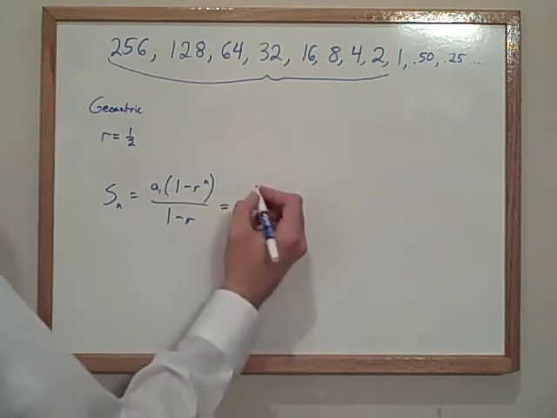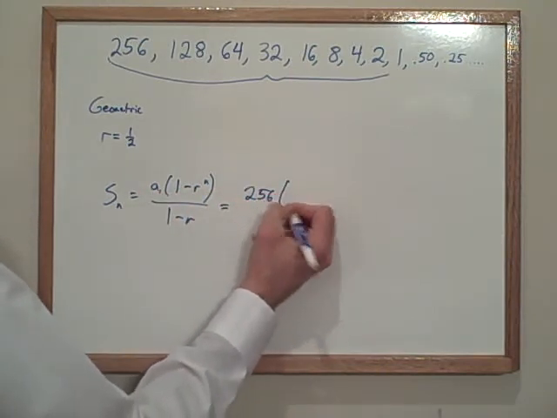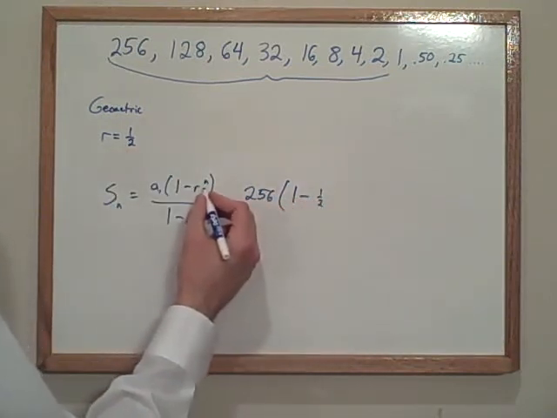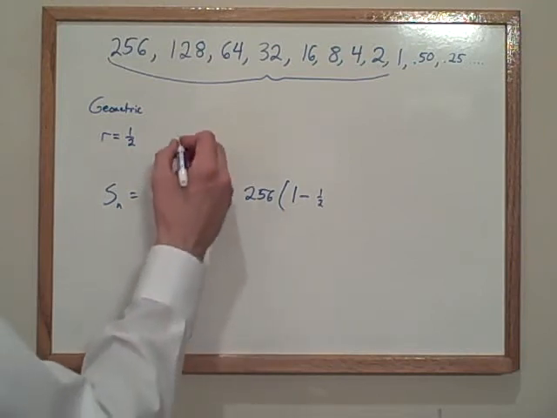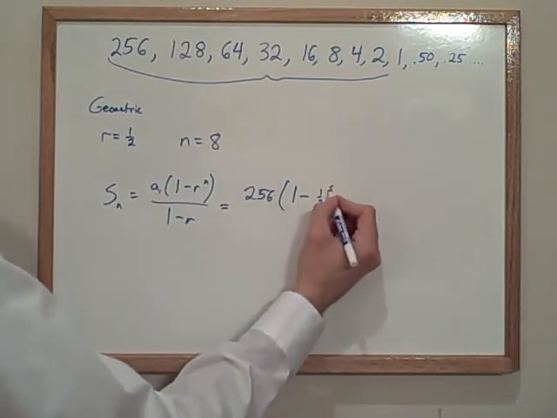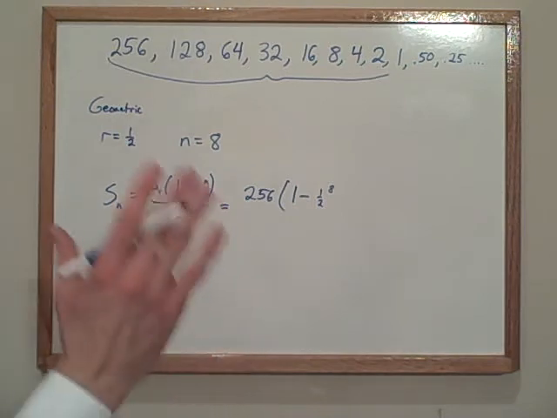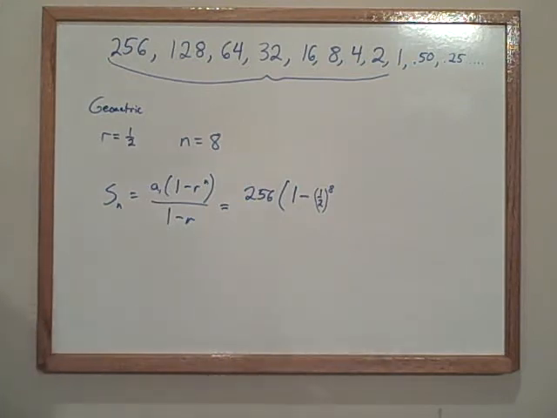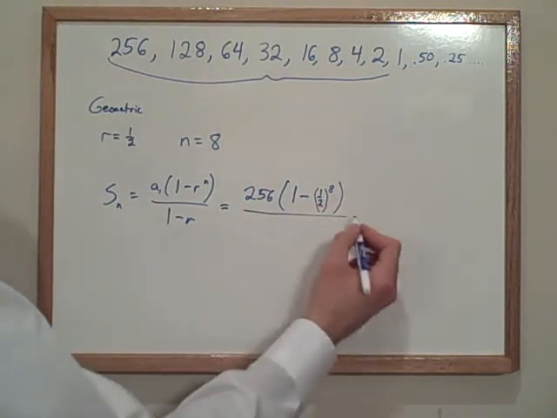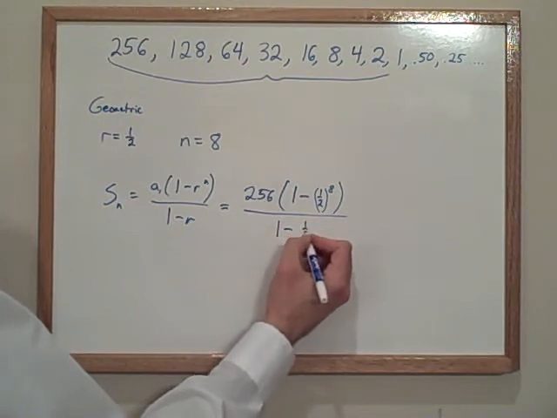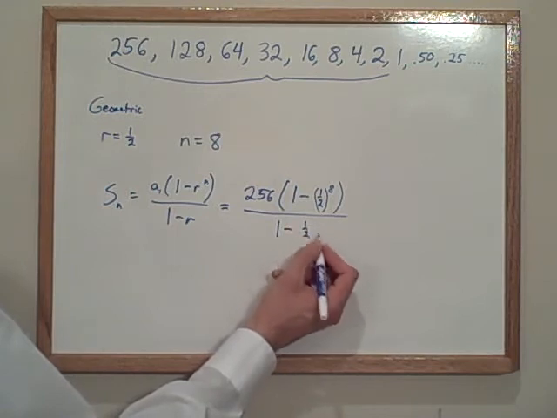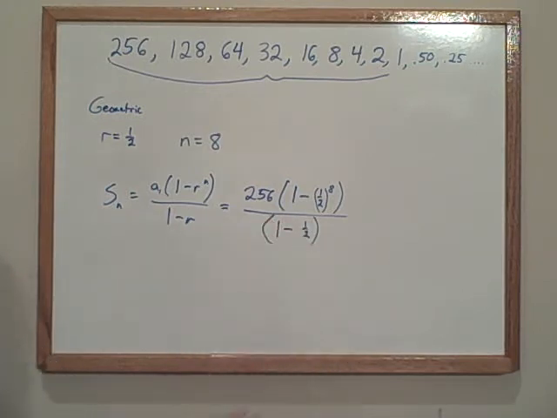So, let's plug some stuff in. We know the first term, 256. 1 minus the common ratio, and that's 1/2, raised to the n power. And we want to know about the first 8 terms, so we're going to raise it to the 8th power. Before we go any further, let's go ahead and make this a little more calculator friendly. That's going to need parentheses. Fractions usually do. In this case, we're not doing anything with that 1/2 that's very special, so let's do that right there instead. Put that denominator in parentheses.